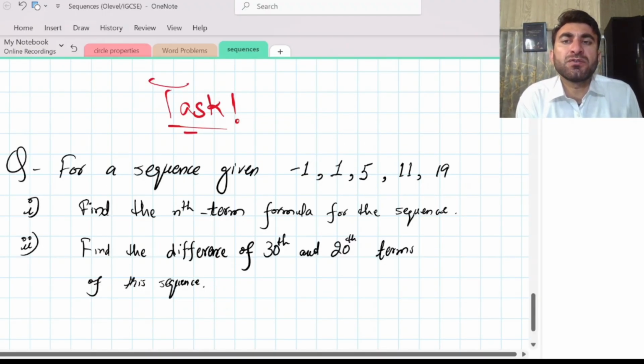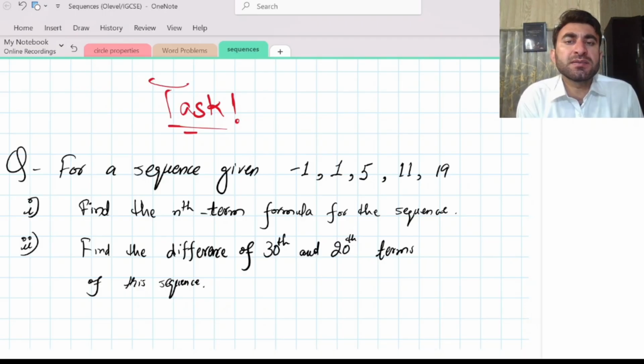Here I have given you a little task. It is a sequence with terms -1, 1, 5, 11, and 19. In the first part, we have to find the nth term formula for the sequence. And then, using that formula, you have to figure out the difference of the 30th and 20th terms of this sequence. So calculate it and write your answer in the comment section.